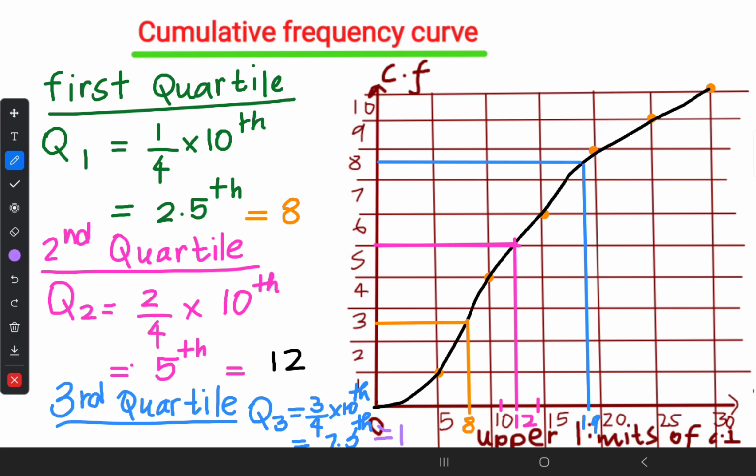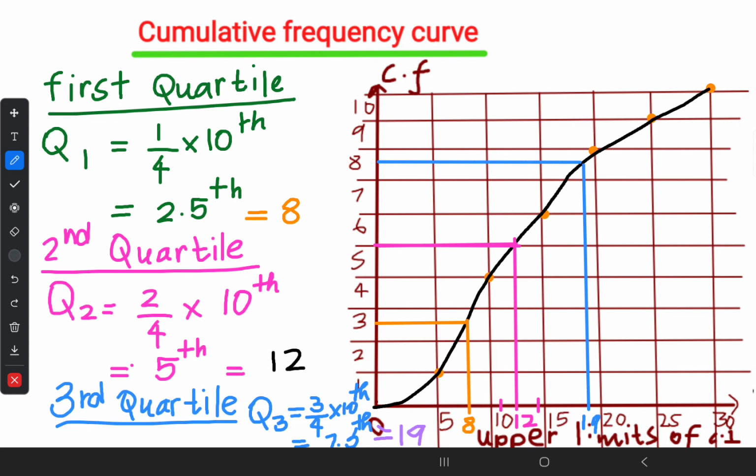So from the beginning, I will explain. After producing the frequency curve, one more thing to analyze in this curve: the first quartile, second quartile, third quartile, and the interquartile range. Those are the four things you need to identify. First quartile, the notation is Q1, 1/4 of total cumulative frequency. 1/4 of tenth means the 2.5th location.